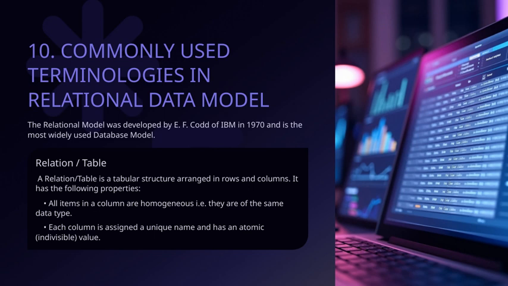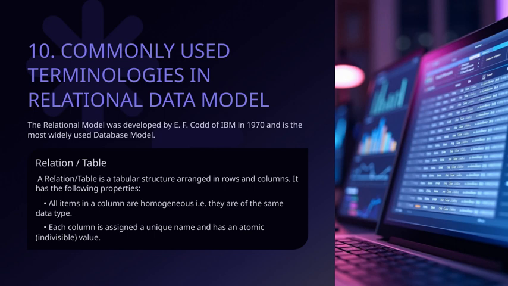Second, each column in the table is assigned a unique name. This helps us identify and reference specific data points easily. And third, the values in each column are atomic, meaning they are indivisible. For example, a single cell shouldn't contain multiple pieces of data bundled together. It should be a single atomic value. Understanding these properties helps us appreciate how relational databases organize data efficiently and consistently, which is fundamental to designing and managing effective data systems.